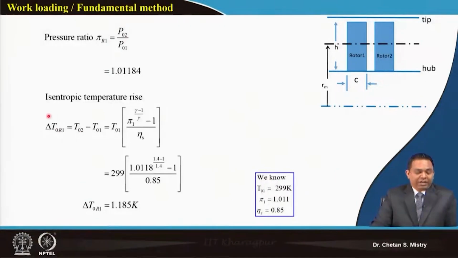We can calculate our isentropic temperature rise here by using T01, my pressure ratio and efficiency. The efficiency for the 2 rotors is given as 85%. So, my delta T0 in rotor 1 is 1.18 Kelvin. Be careful about what design we are discussing at this moment, it is a subsonic or low speed design. So, this range of temperature will be on the lower side.